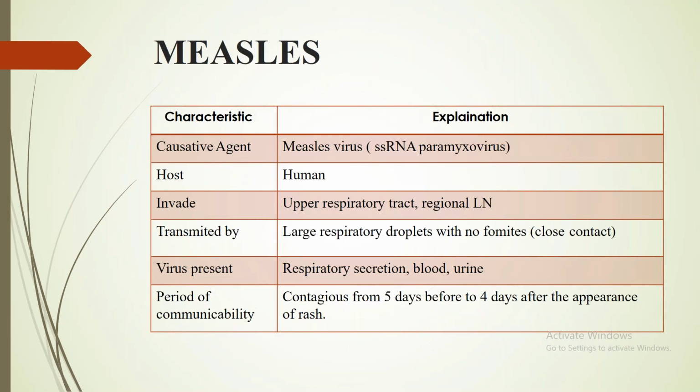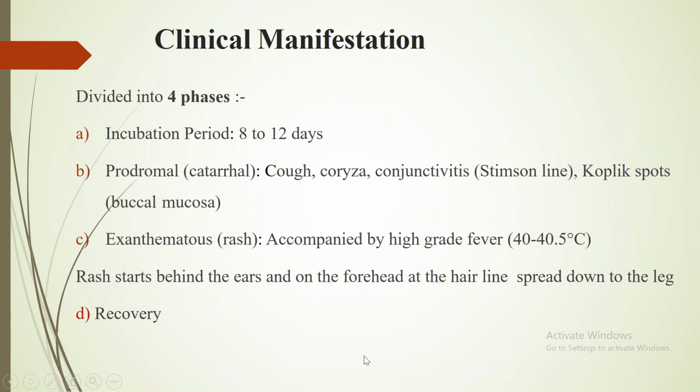Measles is caused by a paramyxovirus, and as you all know, it mostly enters our body through the upper respiratory tract and is transmitted through respiratory droplets. An important point is the period of communicability, which is 5 days before to 4 days after the appearance of the rash. So by the time the child reaches you, he might have already infected many other people in the community.